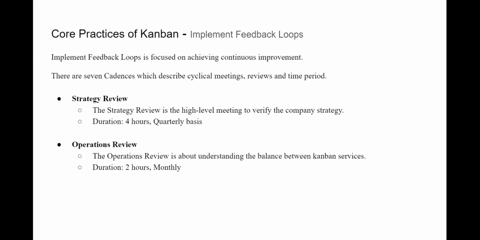Feedback loop is one of the core practices of Kanban. It is focused on achieving continuous improvement. There are 7 cadences which describe cyclical meetings, reviews and time periods. One is strategy review. It is a high-level meeting to verify the company strategy. Duration is about 4 hours on a quarterly basis.